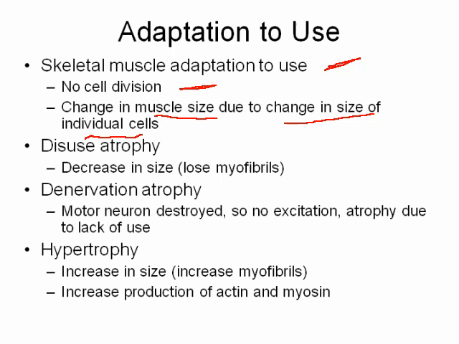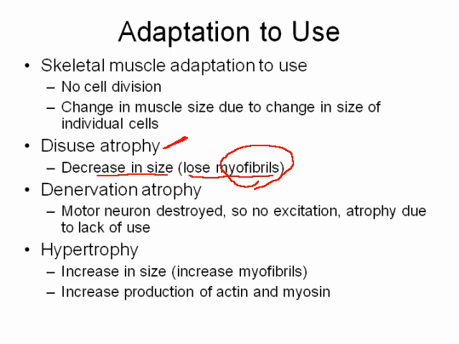You have hypertrophy. If muscle isn't used, you have what's called disuse atrophy. In this case, you actually decrease the size of the muscle fiber. You actually lose myofibrils. So we don't have more or fewer cells. We have more or fewer myofibrils, that is the contractile proteins. So we have atrophy due to disuse. You can also have atrophy due to denervation. If the motor neuron has been damaged or destroyed, you don't have any excitation, so therefore there will be atrophy due to lack of use, just as we have with disuse atrophy.